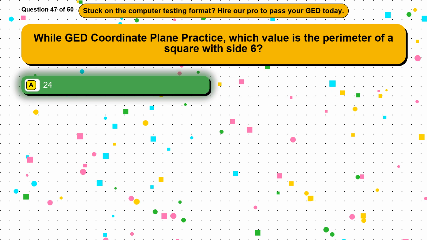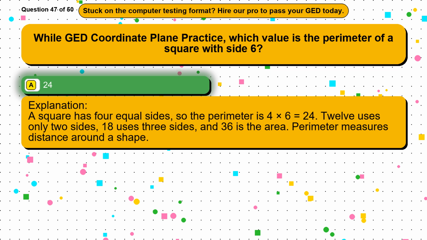The correct answer is option A 24. A square has 4 equal sides, so the perimeter is 4 times 6 equals 24. 12 uses only 2 sides, 18 uses 3 sides, and 36 is the area. Perimeter measures distance around a shape.